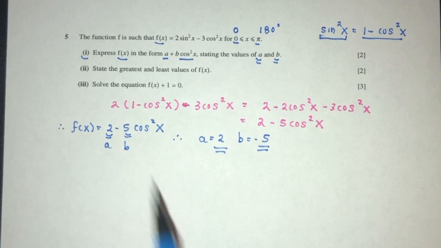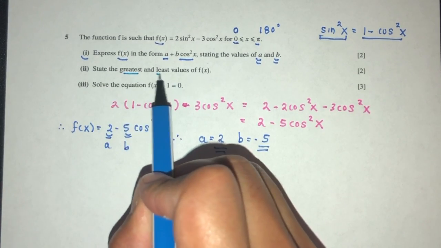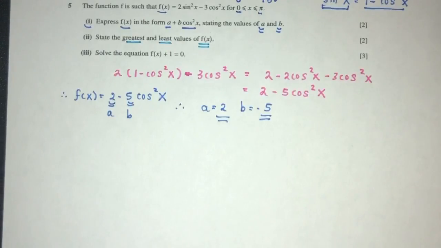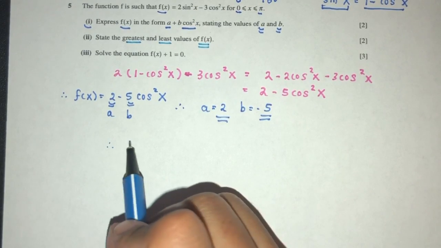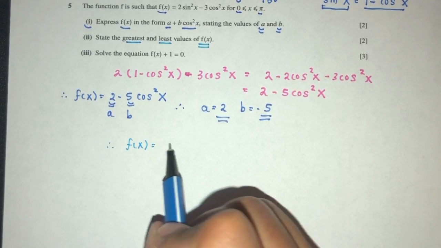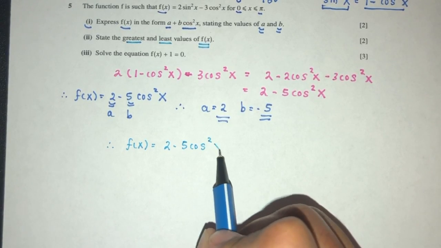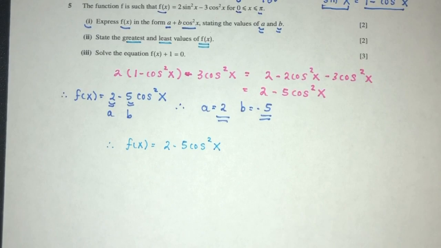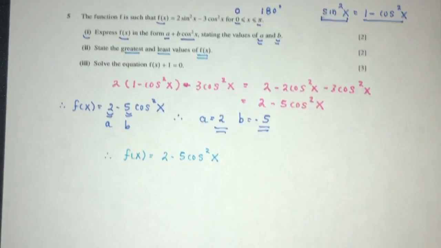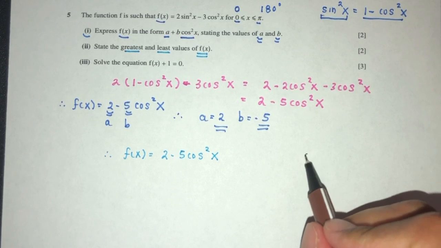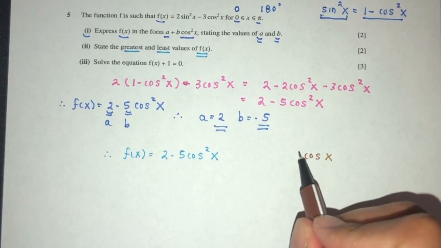Now part 2, state the greatest and the least values of f of x. So pretty easy. Since we know f of x is equal to 2 minus 5 cos square x, at first we do know something. Between this domain of x, 0 to 180, we know cos of x can take the value between what?